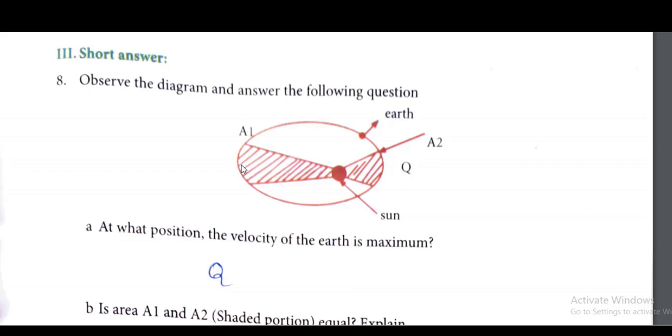I think this picture you have to redraw. At this point, from this point you have to draw the line like this, okay? Because this shows the large area, it should show less area.